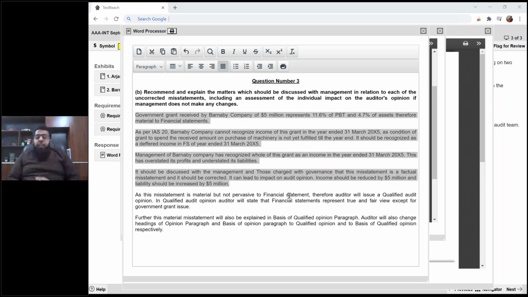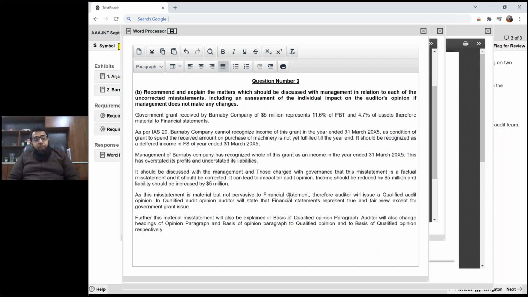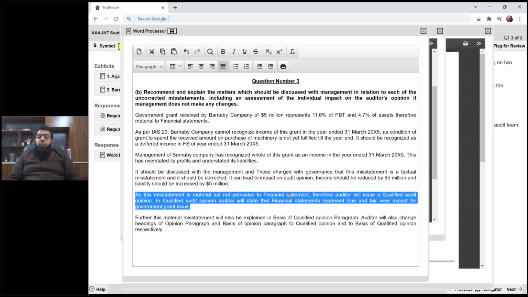And we also commented on how the audit report will get affected if the management does not correct this issue, as the misstatement is material but not pervasive to the financial statements. Therefore, the auditor will issue a qualified opinion. And then we discussed further that this material misstatement will also be explained in the basis of qualified opinion paragraph.